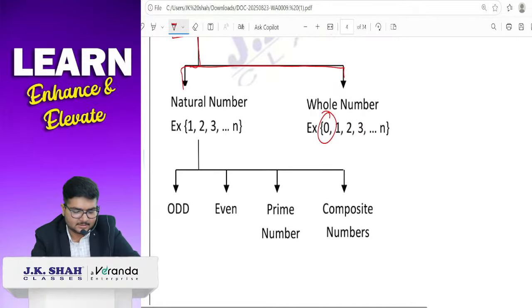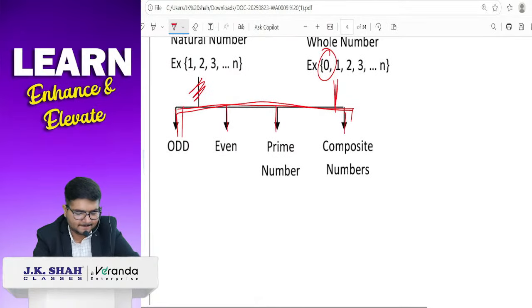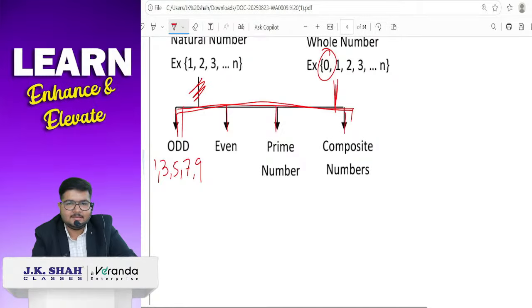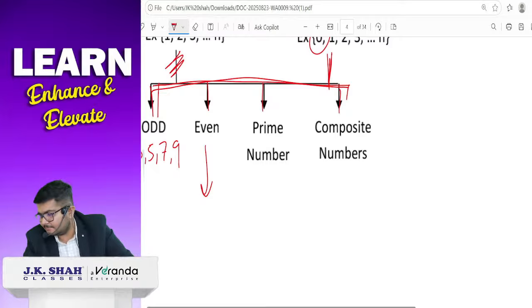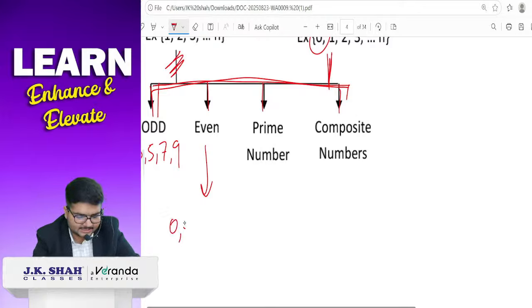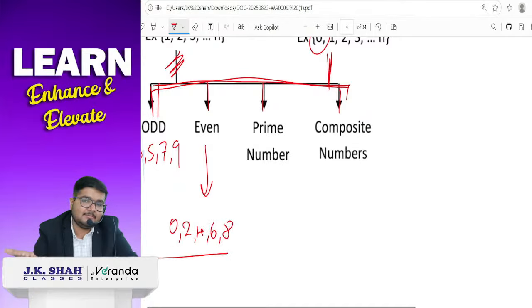Now there is one change: whole numbers are classified, not natural numbers, into four types. Now these types are very important. Odd numbers everybody knows, right? 1, 3, 5, 7, 9, and any number which ends with 1, 3, 5, 7, 9 is called an odd number. Now what are even numbers? Any number which ends with 0, 2, 4, 6, 8 is called an even number.